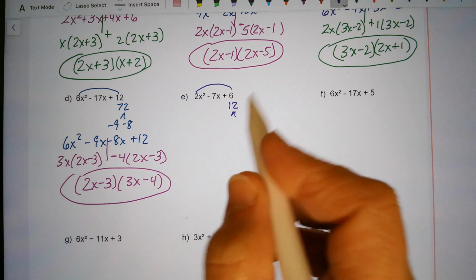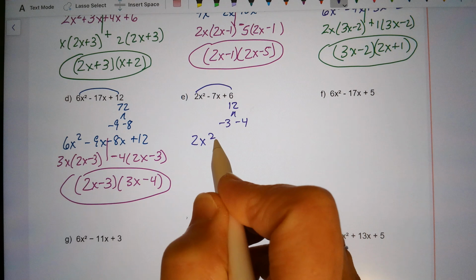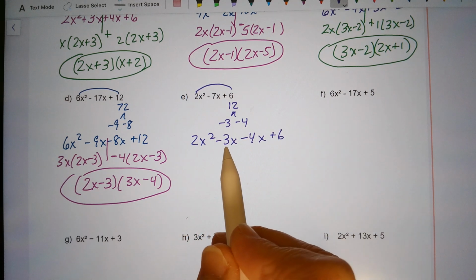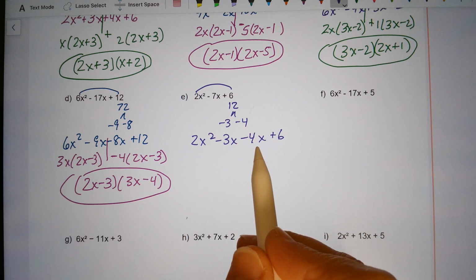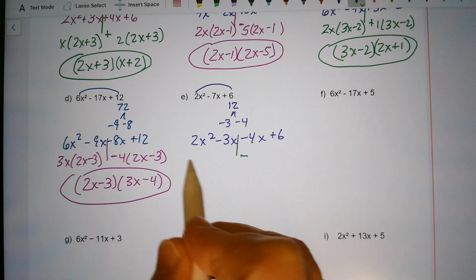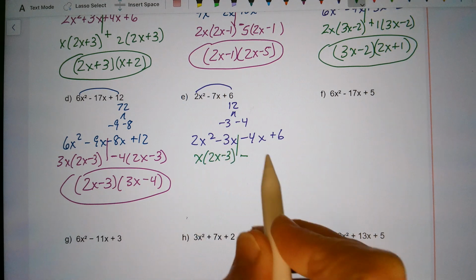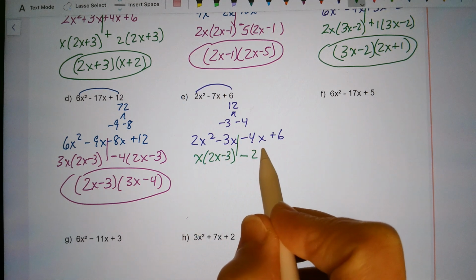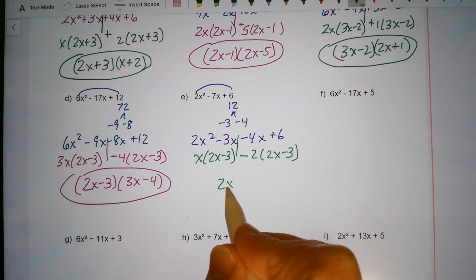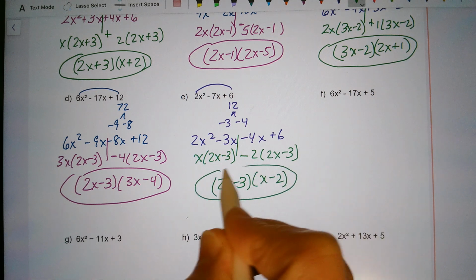Okay, so factors of 12 that would be negative 3 and negative 4. Would it matter if I wrote negative 4x minus 3x? No, it would not matter. Nothing common there other than the x. Common here is 2, but again you're taking out a negative 2, so you get 2x minus 3 in parentheses. So 2x minus 3 is the one binomial factor, x minus 2 is the other.